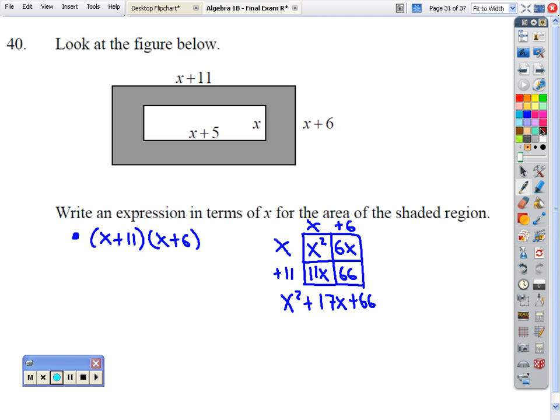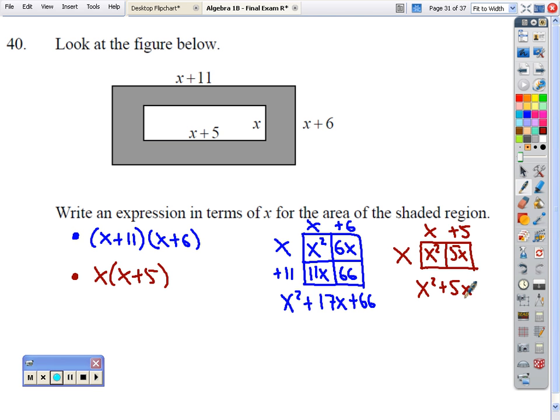Okay. Now I'm going to do the area of the inside region, which is x times x plus 5. I could do a box method here as well. When I talked to my students, we talked about how you could do a 1 by 2 box. You could also apply what's called the distributive property. Either way is fine. x times x is x squared. 5 times x is 5x. So we have x squared plus 5x.